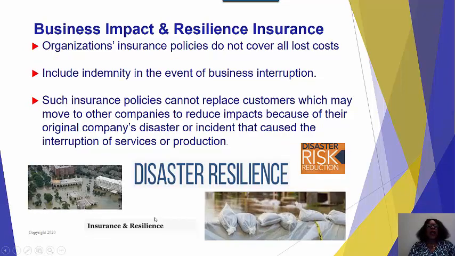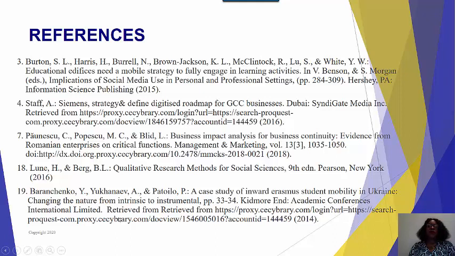Now, the BIA has to include resilience insurance. Organizations' insurance policies do not cover all losses. You want to include indemnity in the event of business interruption. Also, such insurance policies cannot replace customers which may move to other companies to reduce their impacts because they may have lost or had an interruption of services and production. I noted some of the references.